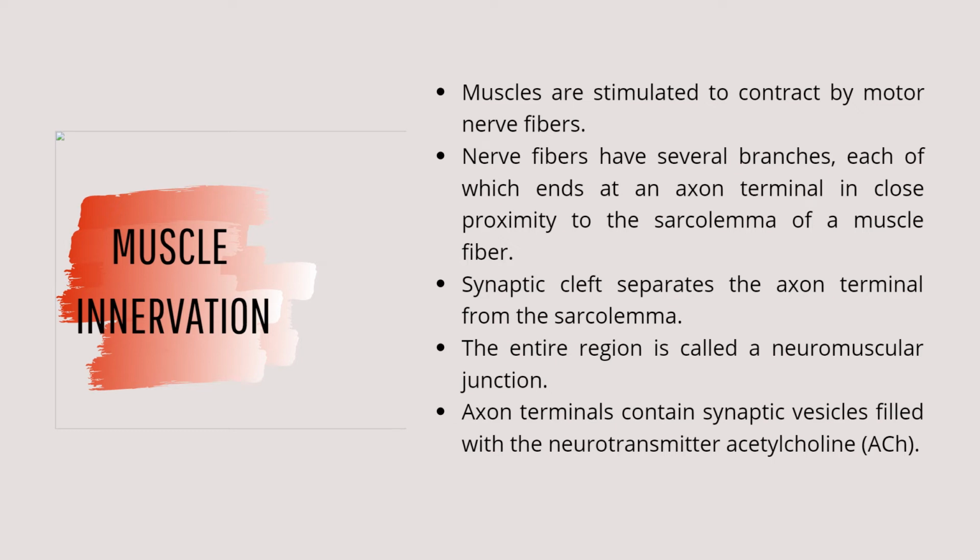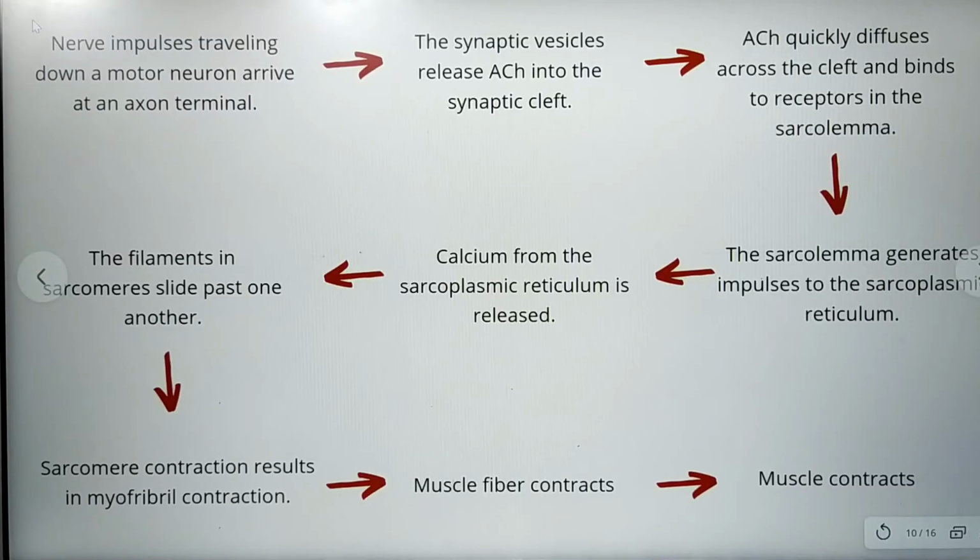Later, I will show you an image of this neuromuscular junction. And lastly, axon terminals contain synaptic vesicles which fill with neurotransmitter called acetylcholine, or in short, ACH. So this is the process of muscle innervation. Firstly, the nerve impulses from spinal cord or the brain will travel down a motor neuron and arrive at the axon terminal. Next, the synaptic vesicles release acetylcholine into the synaptic cleft.